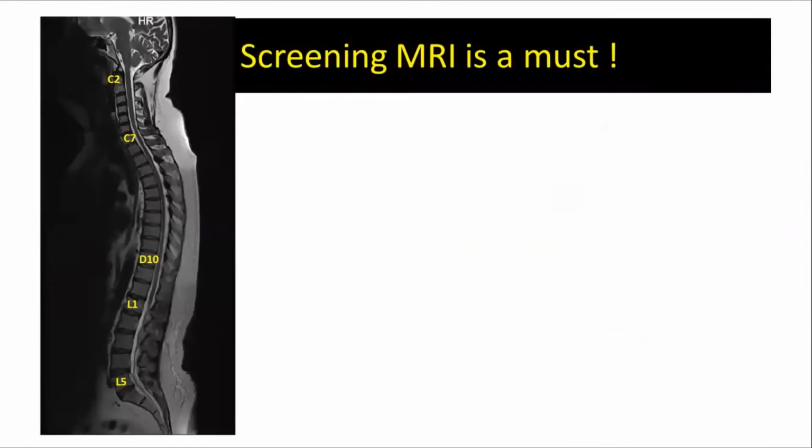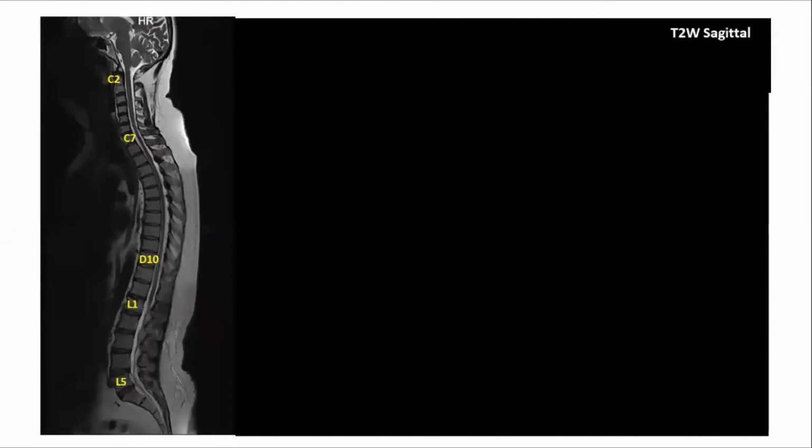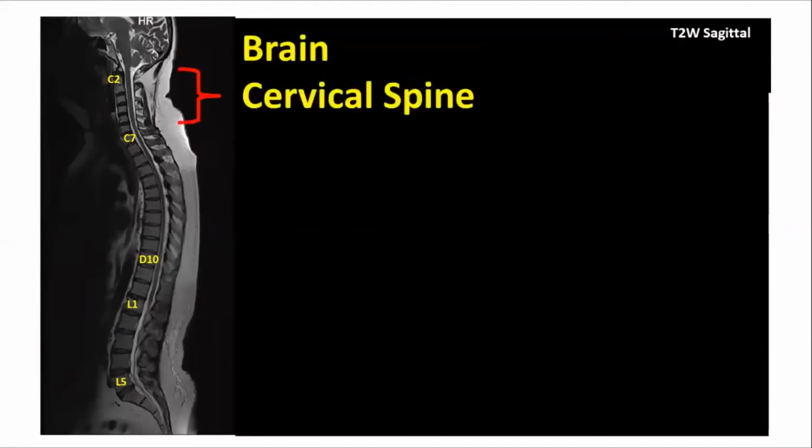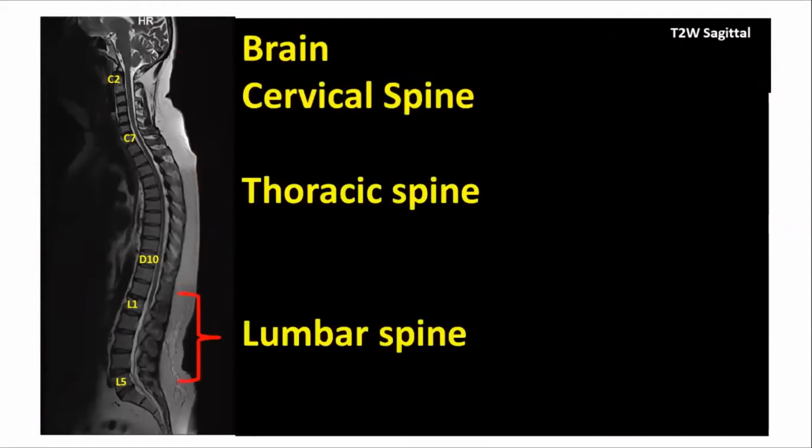And one should make a habit of ordering a whole spine screening along with a dedicated study of the region that they want to visualize. So if you look at the T2 weighted sagittal screening MRI, the structures that you can see include brain, lower portion of the brain, cervical spine, thoracic spine, lumbar spine, and sacrum. It is important to note that the spinal cord ends at L1, and after that there will be nerve roots which will be traveling through the lumbar and the sacral region.